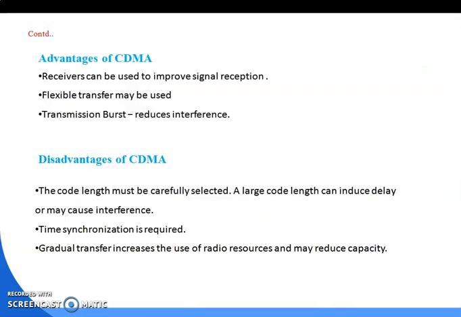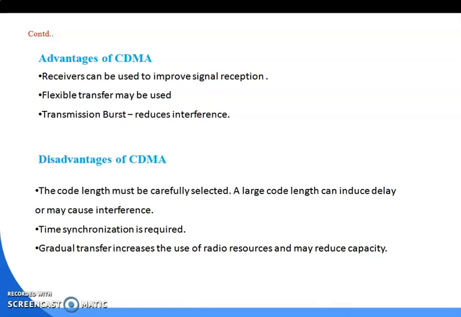Next is advantages of CDMA. Rake receivers can be used to improve signal reception, flexible transfer may be used, transmission bursts or reduced interference. Disadvantage, though it is the coded form, whatever the signals want to join with that should be in the coded form, otherwise that is not allowed to join with the original signal. So less interference is required.